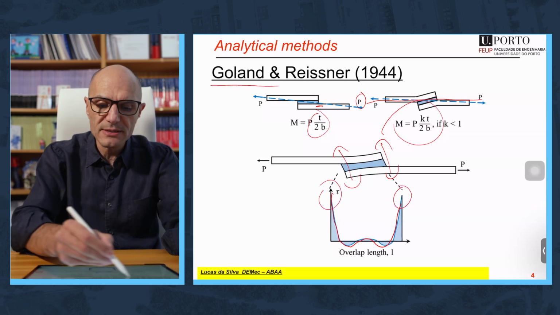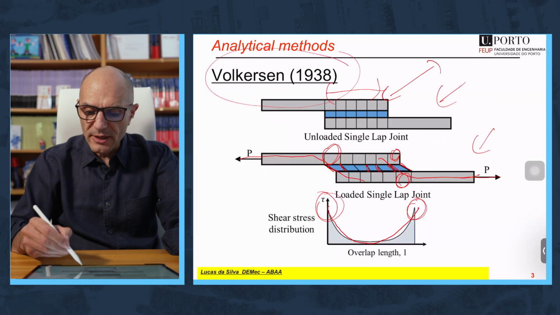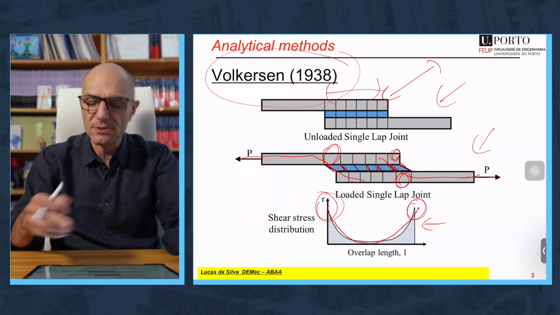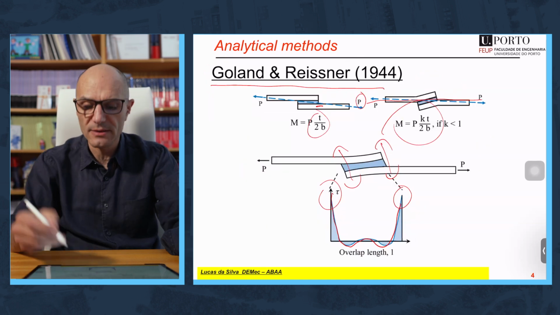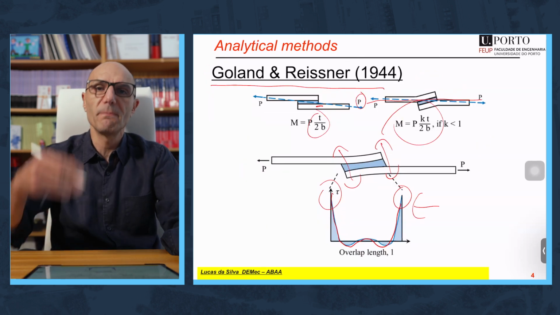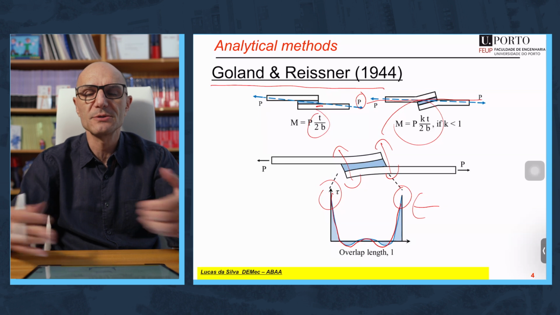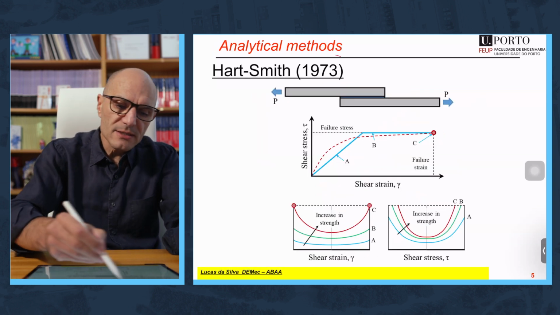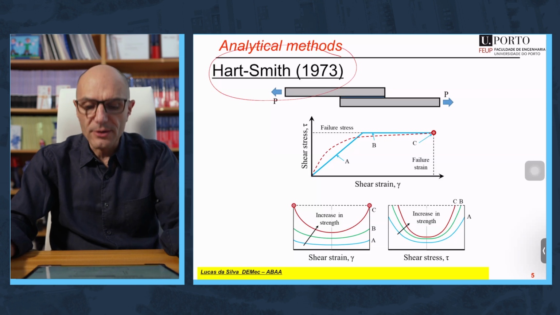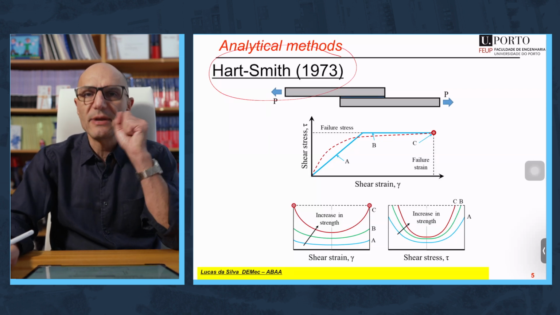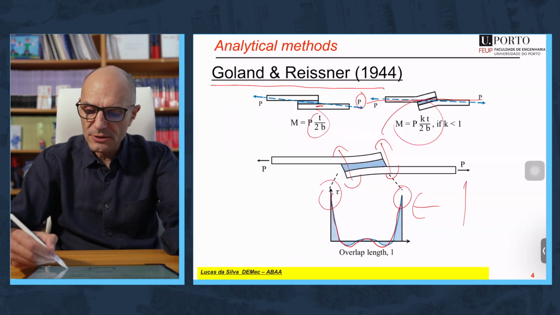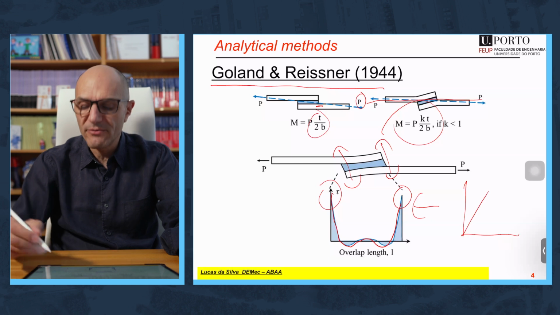So what Goland and Reissner did is they proposed an equation for the shear stress very similar to that of Volkersen, and in addition to that, they proposed an equation for the peel stress in the adhesive along the overlap. So a step further, let's say. Later, Hart-Smith proposed another model, which was a big step forward because it took into account the plasticity of the adhesive. Volkersen and Goland and Reissner, they just considered the elastic behavior of the adhesive.